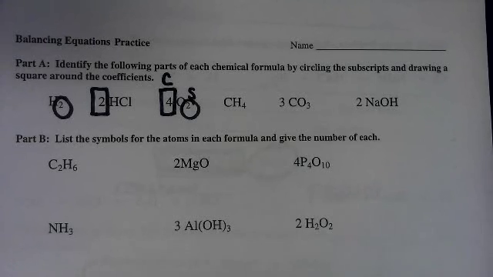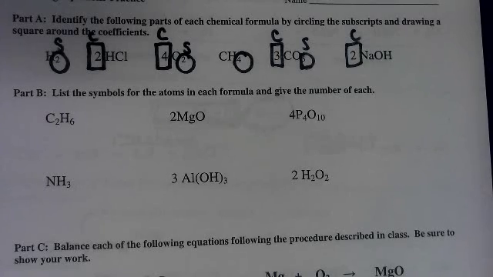Please pause the video and finish the next 3 examples before continuing. Please check your answers and make sure you circled the subscripts and put a square around the coefficients. In the next part B, we're going to do an atom inventory for each of the compounds. I'm not going to work through every single one. I'm just going to do the first 2.